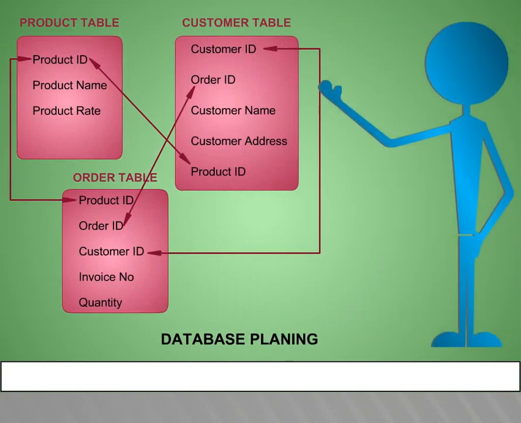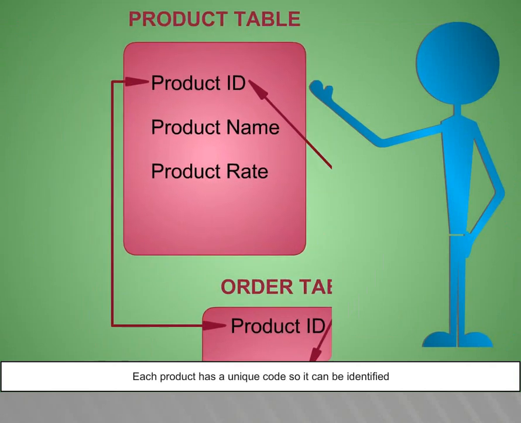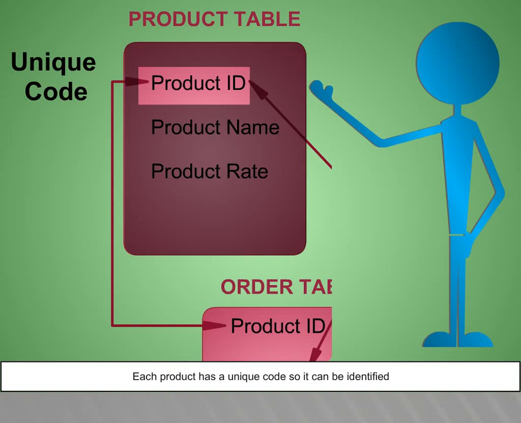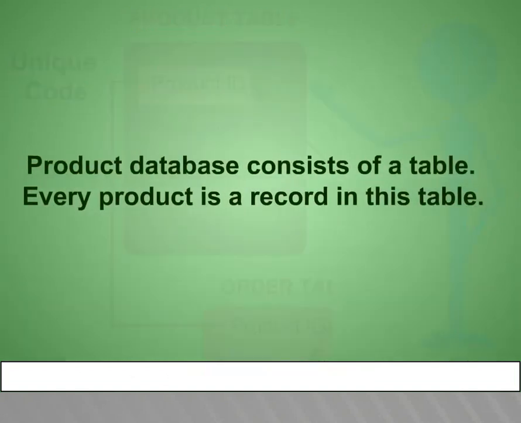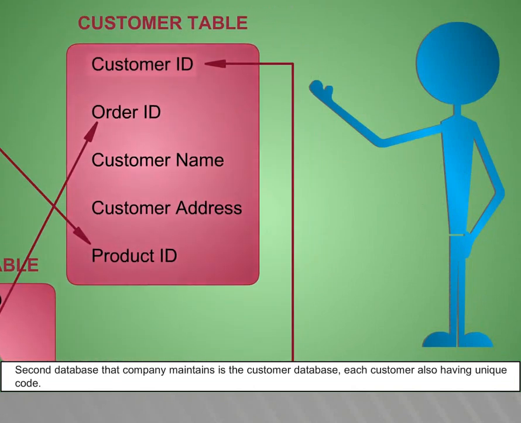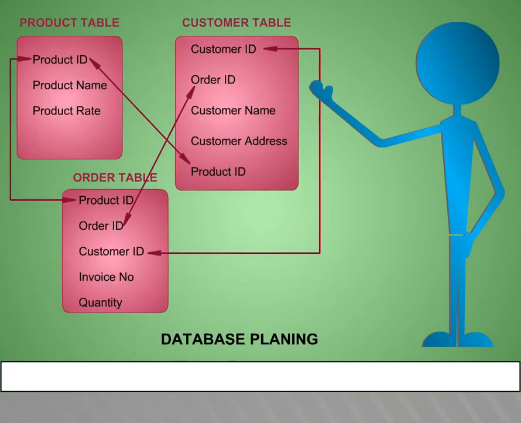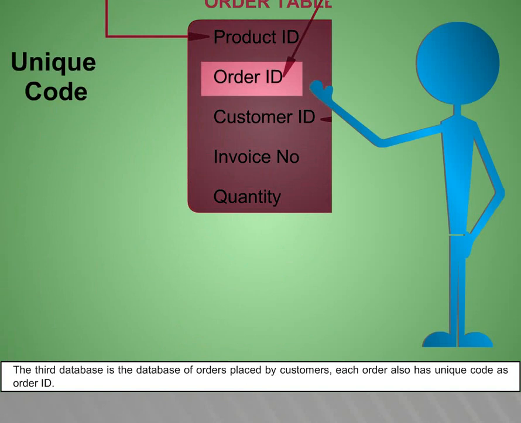Database planning. Each product has a unique code so that it can be identified. Product database consists of a table. Every product is a record in this table. Second database that company maintains is the customer database, each customer also having unique code. The third database is the database of orders placed by the customers. Each order also has unique code as order ID.